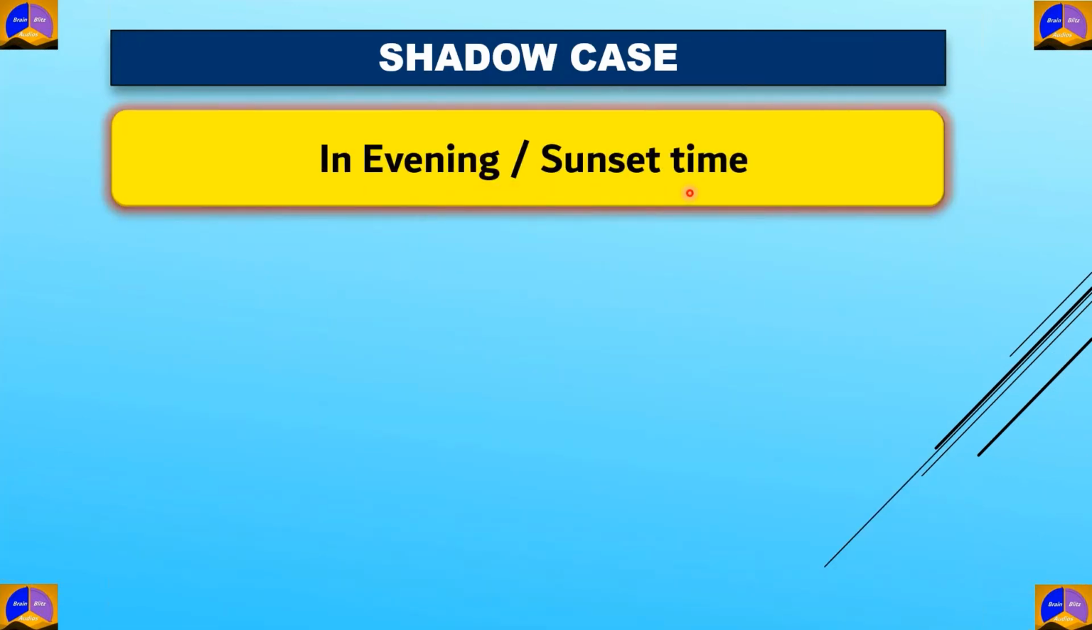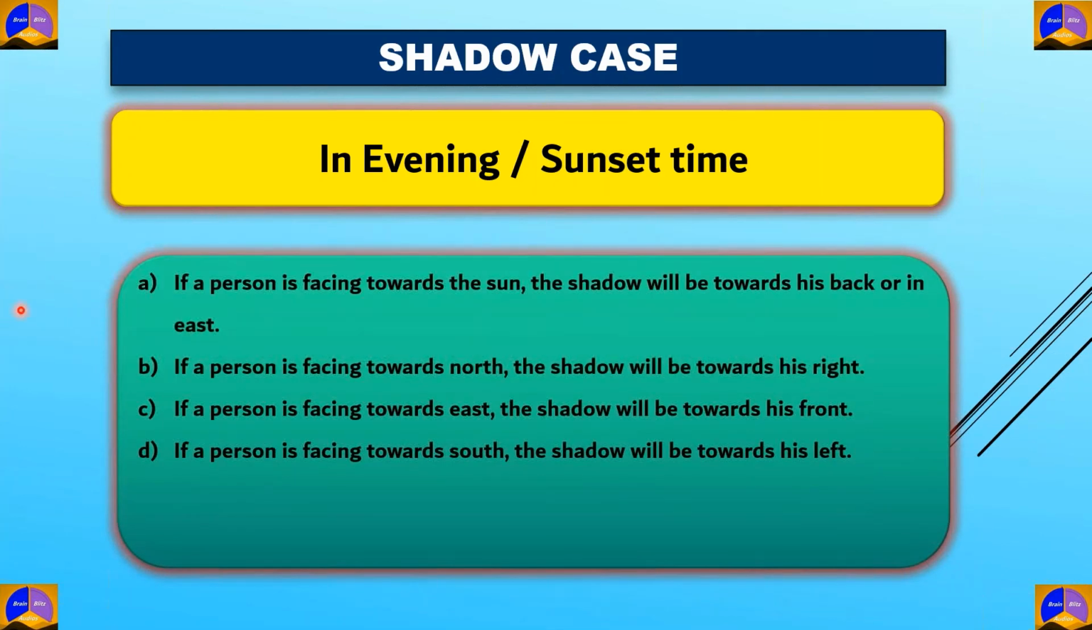In the evening or sunset time: A. If a person is facing towards the sun, the shadow will be towards his back or in the east, as they will be facing west at sunset time. B. If a person is facing towards north, the shadow will be towards his right. C. If a person is facing towards east, the shadow will be towards his front. D. If a person is facing towards south, the shadow will be towards his left.